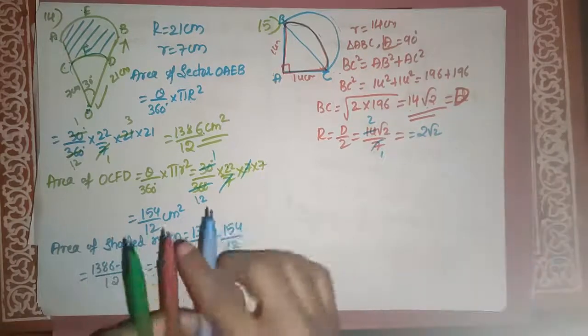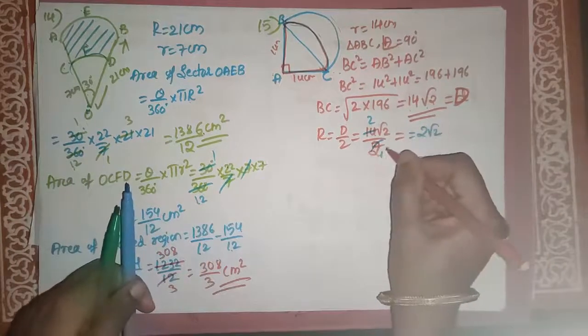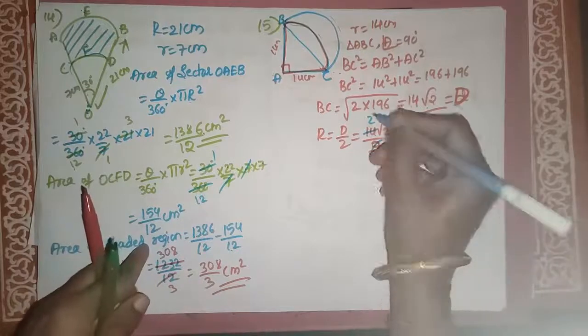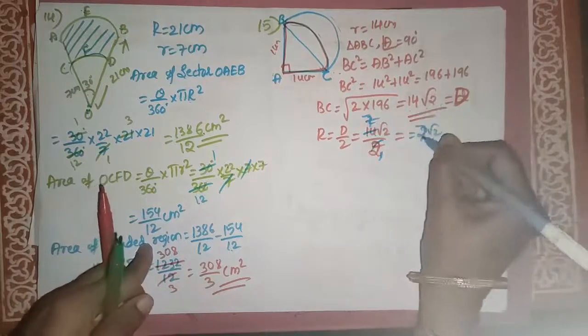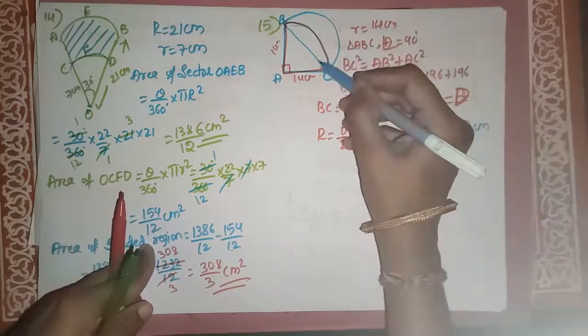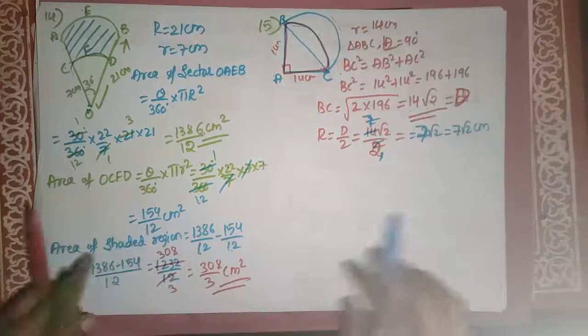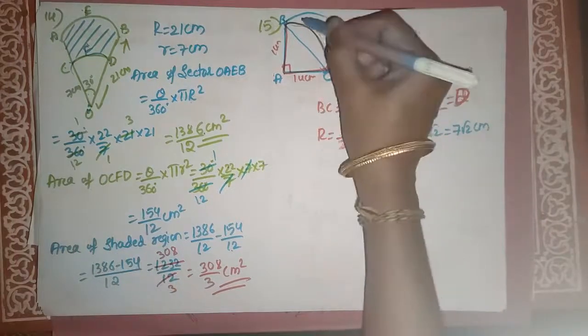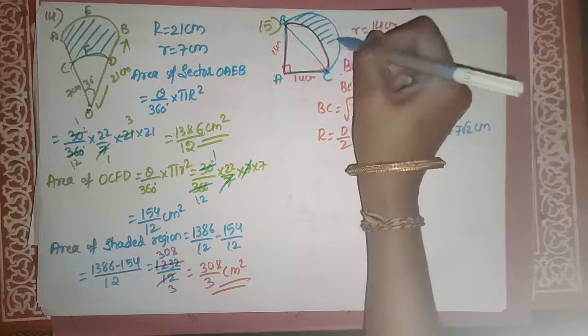Okay. Sorry, this is divided by 2 here. Then this is 21 by 7, just 7. So this is 7 root 2, 7 root 2 centimeter. This is the radius of this semicircle. So here we need to find out the area of this region.